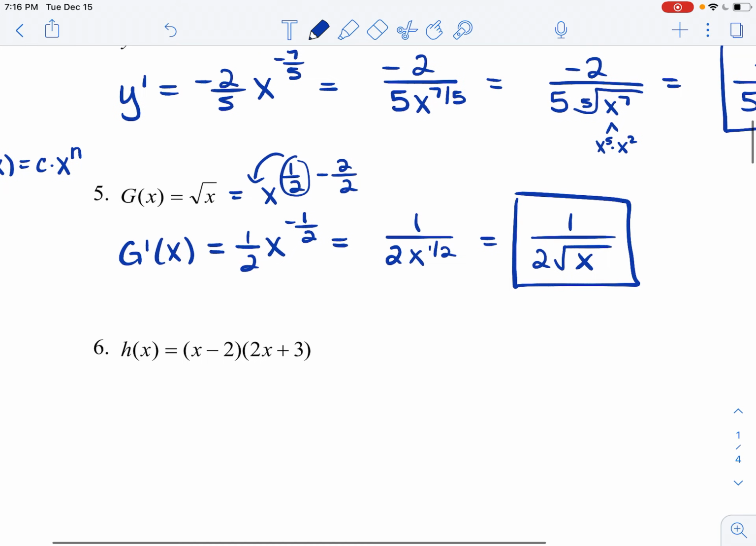Now, for question number 6, this is not written in polynomial form, so if I'm going to use the power rule, I would need to see this written out as a string of polynomial terms, not as a set of 2 binomial factors. So I'm going to start by distributing.